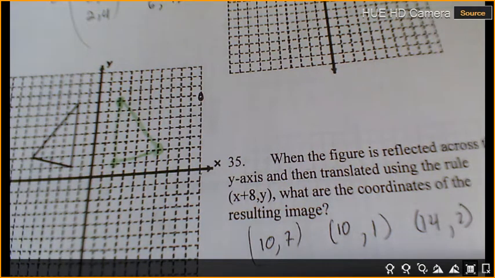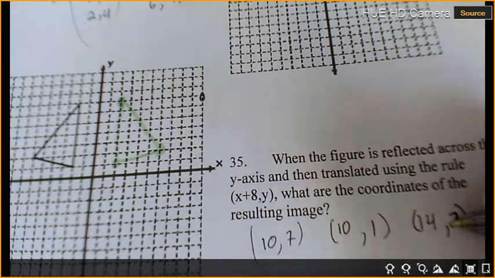Ten, 7, 10, 1, and 14, 2. So you get mirrors too? You could have mirrors too. Yeah, I can leave out mirrors and patty paper if you want them. Is that a 2? Mm-hmm. 14, 2. Let me try to make that a little bit better.